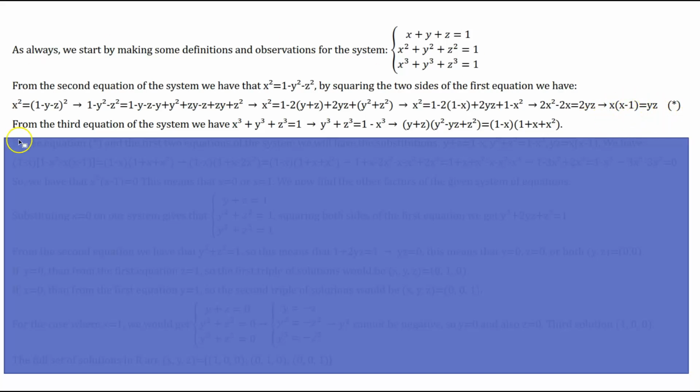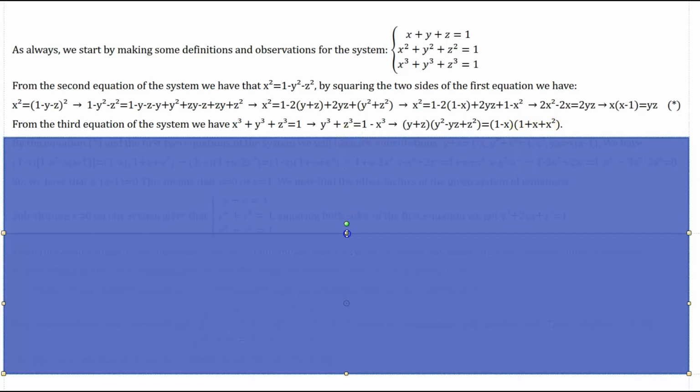Now, from the third equation of the system, we have that x cubed plus y cubed plus z cubed is equal to 1, which means that y cubed plus z cubed is equal to 1 minus x cubed. So we can do the famous factorization of the third powers, and we will have that (y plus z) times (y squared minus yz plus z squared) is equal to (1 minus x) times (1 plus x plus x squared).